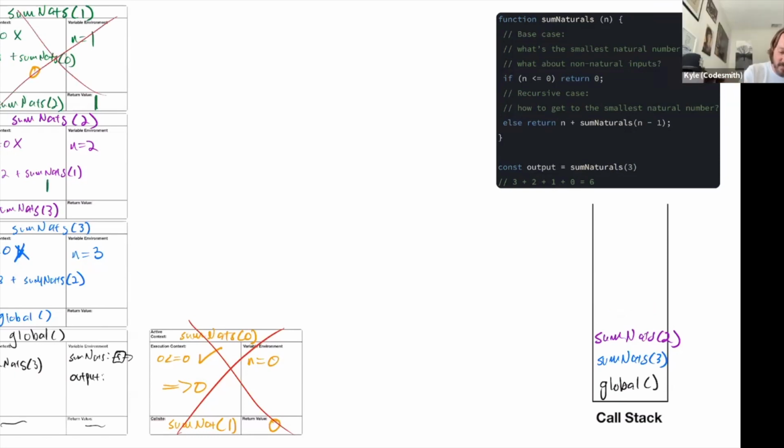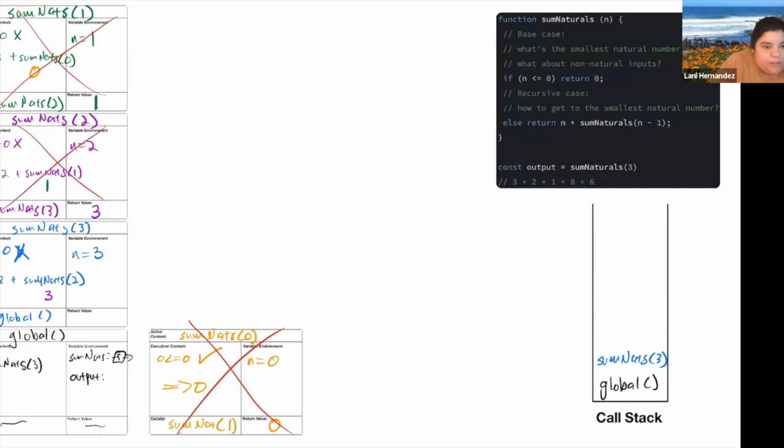Okay. Keep going. You're on a roll. Now we can evaluate this expression. So 2 + 1 is 3. That's a return value. We will pop sumnats2 off the call stack. And then the return value goes to sumnats3. And so now we can evaluate that expression. Now we have 3 + 3. So our return value is 6. We're going to pop sumnats3 off the call stack, and we will return our value 6 to where it was invoked in the first place, output.